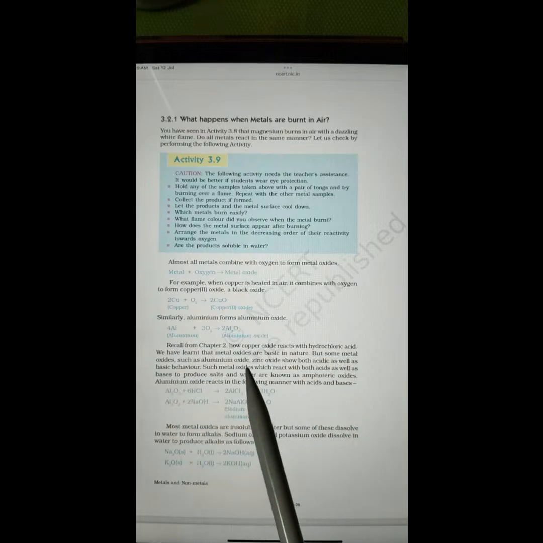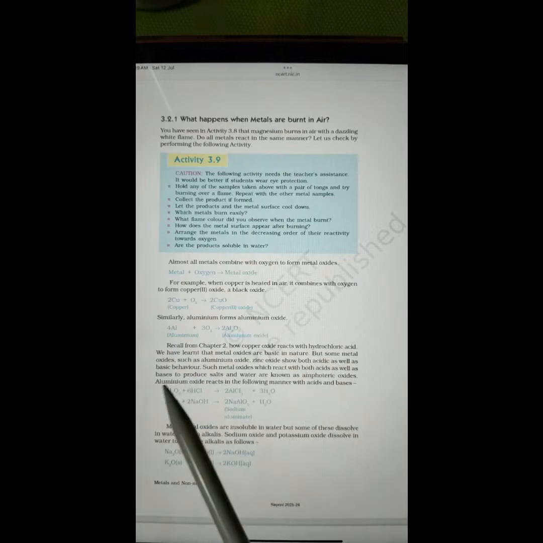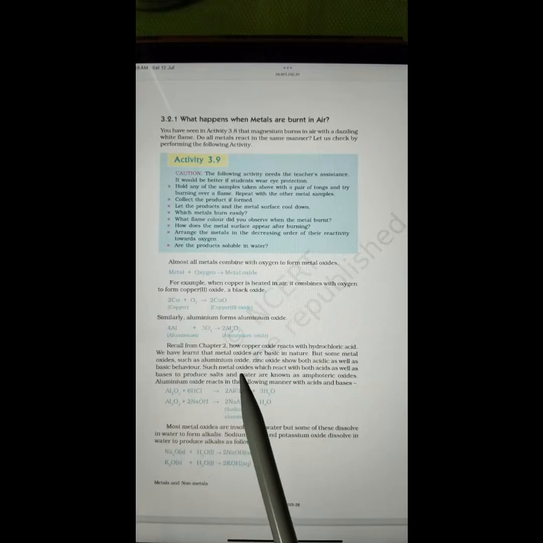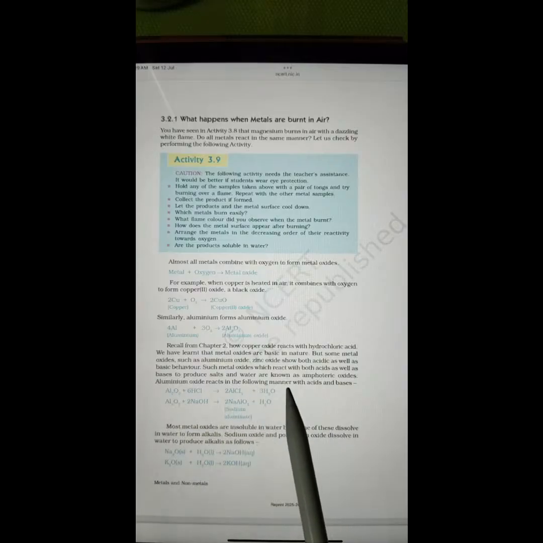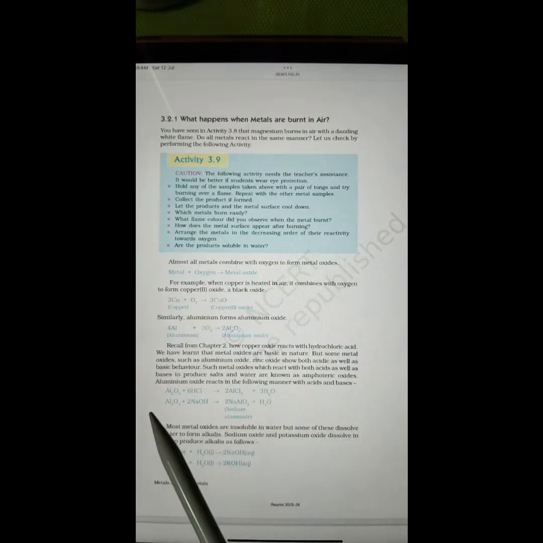We have learned that metal oxides are basic in nature, but some metal oxides, such as aluminium oxide and zinc oxide, show both acidic as well as basic behavior. Such metal oxides, which react with both acids as well as bases to produce salts and water, are known as amphoteric oxides. Aluminium oxide reacts in the following manner with acids and bases.